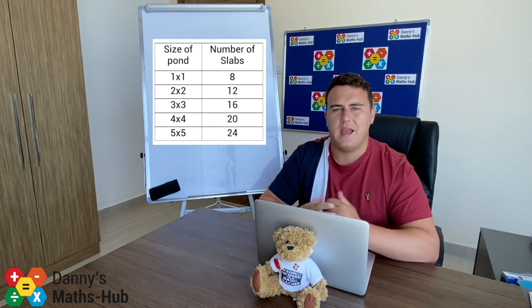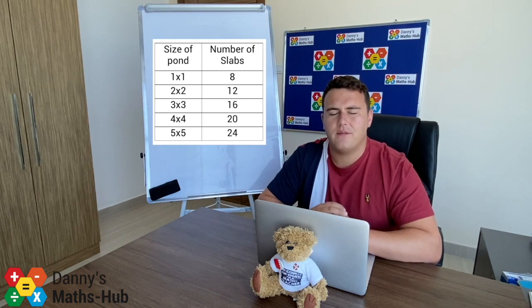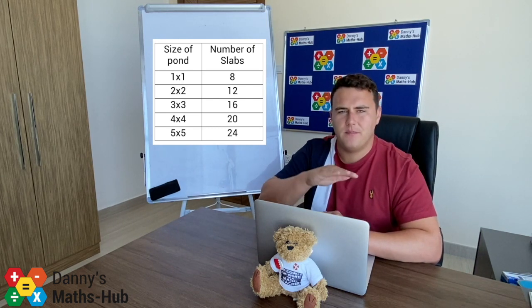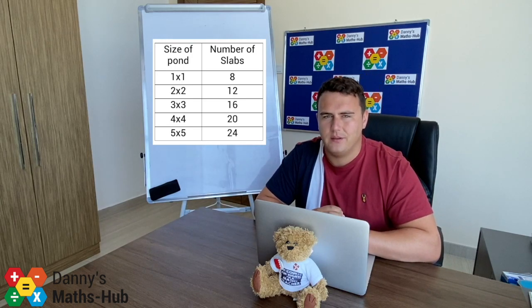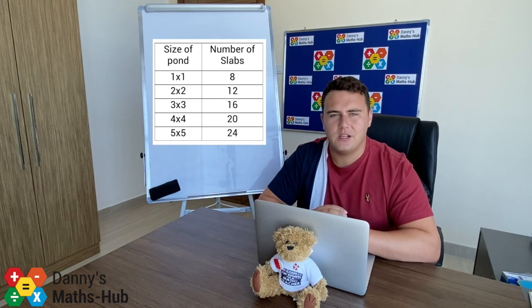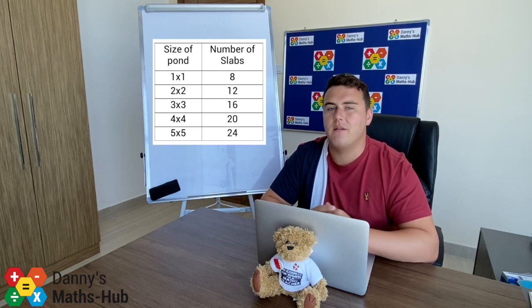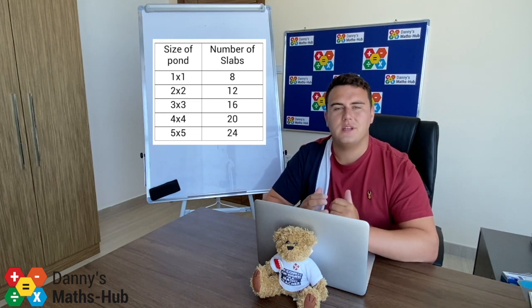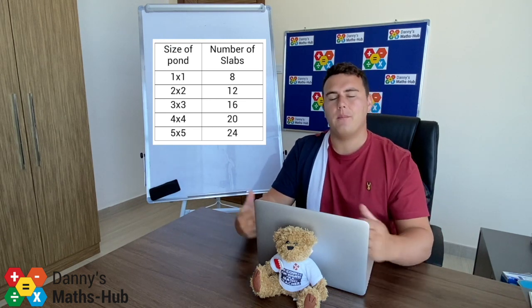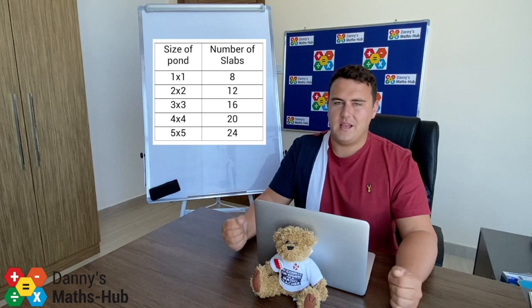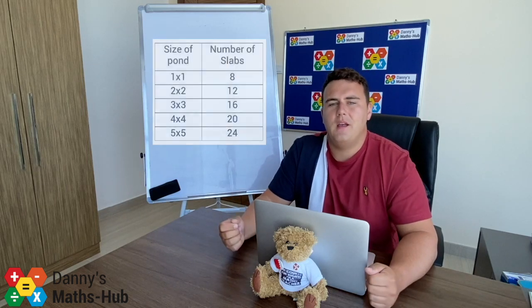So then you'd have made a guess or a prediction that a 4 by 4 pond, so a 4 metre base and a 4 metre height pond, would have had 20 slabs around it. And then you'd have drawn it and seen that yes, you were correct. And then for a 5 by 5, you'd have seen that there were 24 slabs. Now, if you managed to predict that and then prove it was correct by drawing it out, fantastic. That's really, really good.